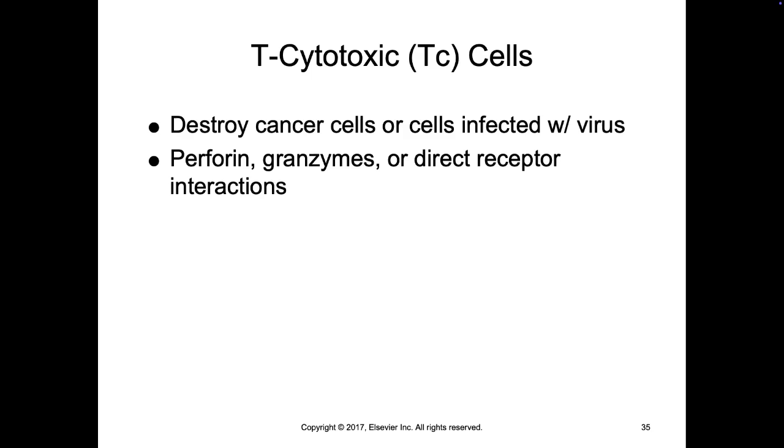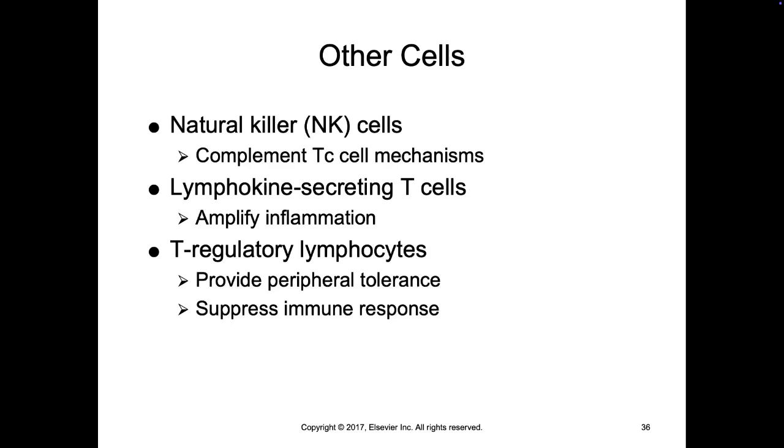Cytotoxic Ts are there to destroy infected cells and tissues that present foreign antigen on MHC1. They destroy cancer cells or cells that are virally infected using perforin, granzymes, or direct receptor interactions. Basically, they punch holes in the membrane, spray it with chemicals that induce apoptosis, and the cell dies. Natural killers also destroy cancer cells. Lymphokine secreting T cells amplify inflammation, and T regulatory lymphocytes provide peripheral tolerance and suppress the immune response.